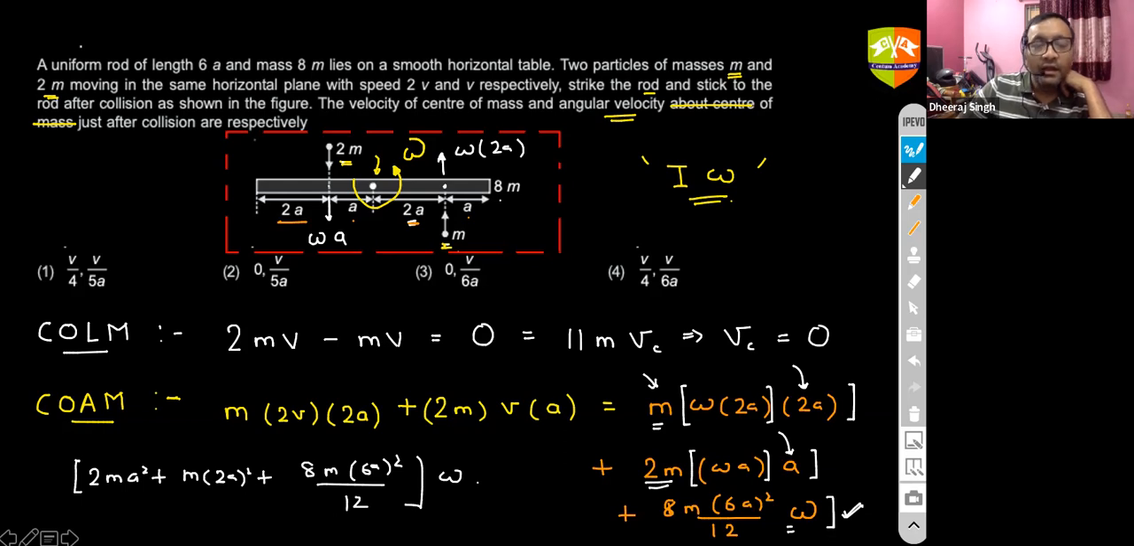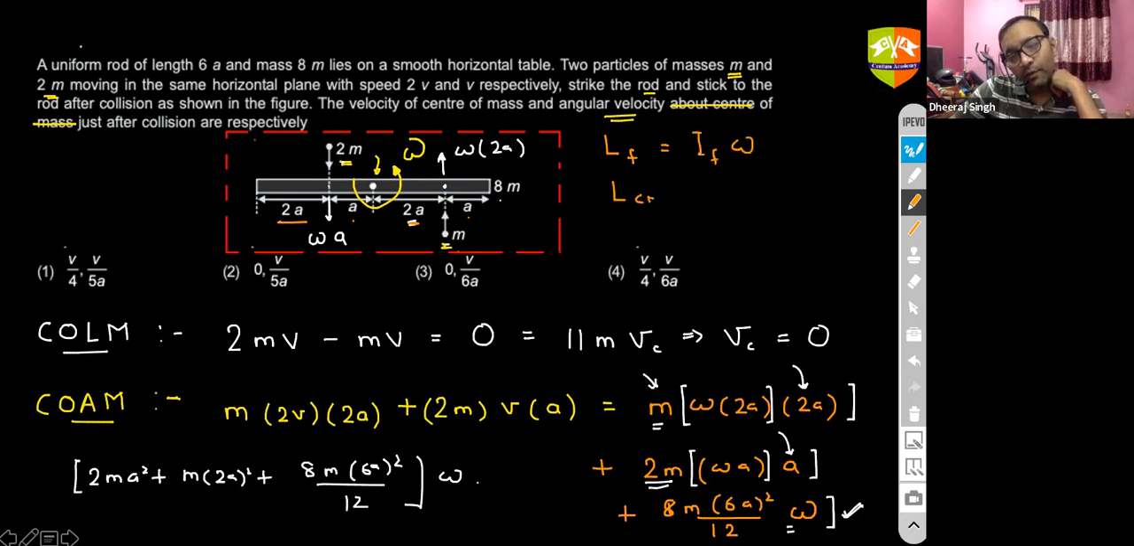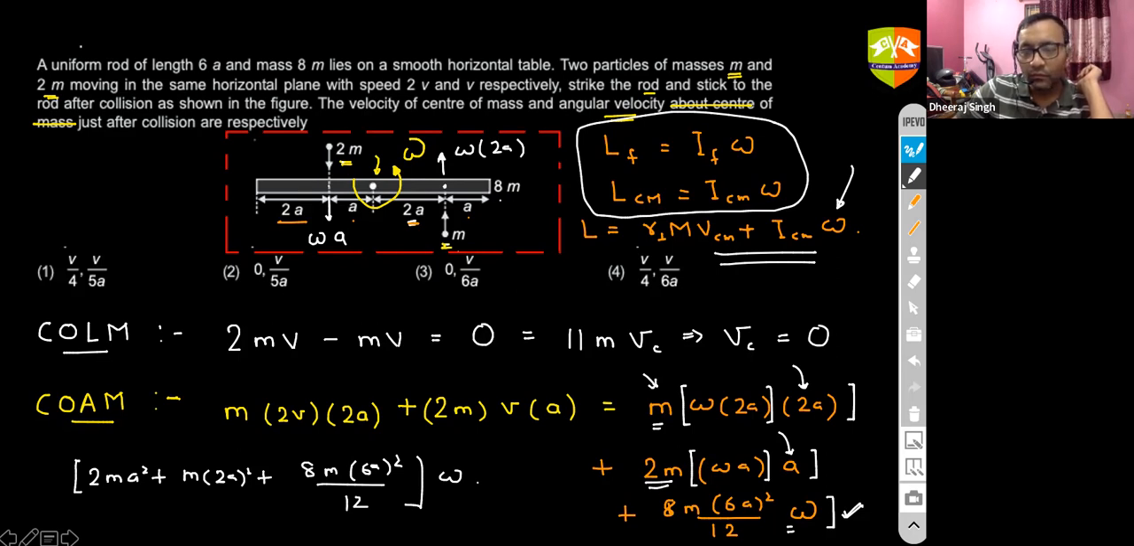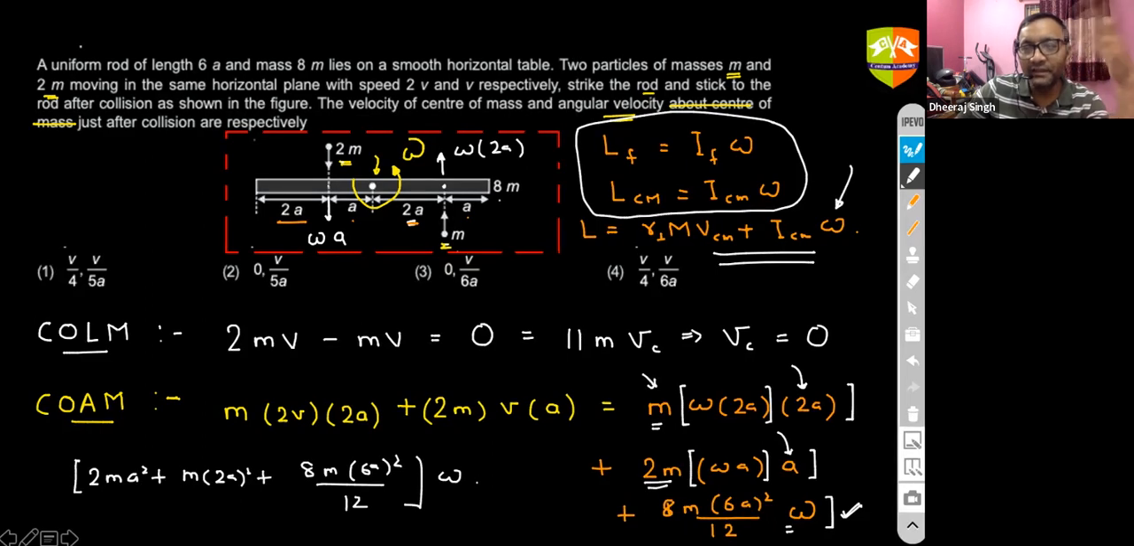Someone is asking, even if the center of mass changes, what is the issue in writing the angular momentum like this? See, angular momentum about the fixed axis is I_F times omega. Angular momentum about the center of mass is I_CM times omega. And angular momentum about any other point, other than the center of mass and the fixed axis, is R perpendicular times M times V_CM plus I_CM omega. So then you have to use this expression, and you don't want to use this. You want to keep things simple, isn't it? That is why I have taken this separately, but it turns out, luckily in this question, the center of mass doesn't change.